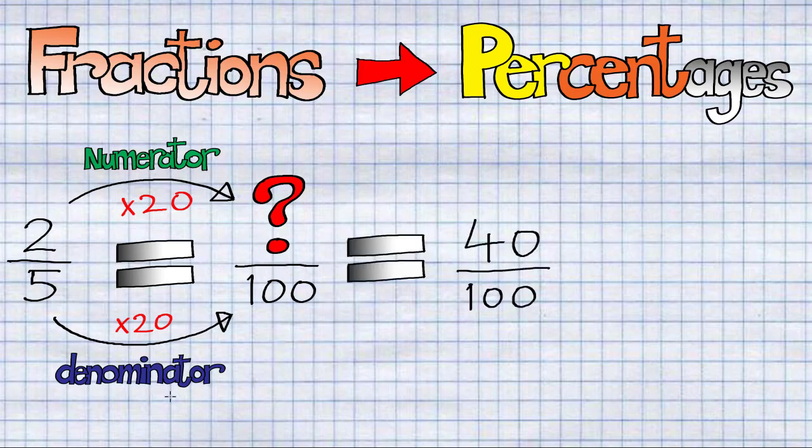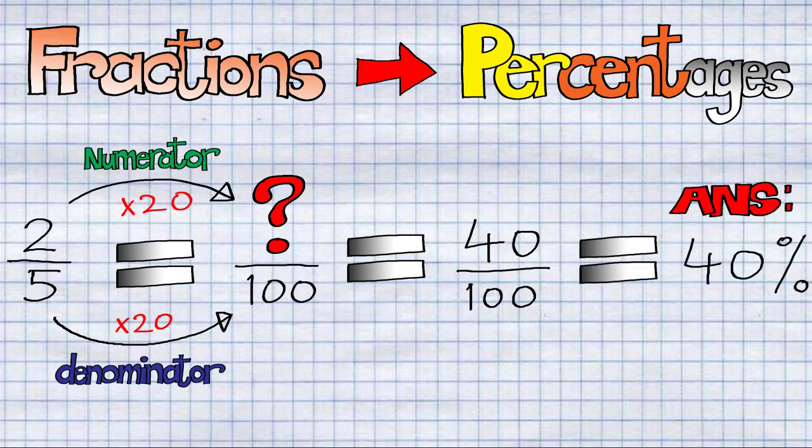So 2 over 5 becomes 40 over 100. And we all know that a percent is per 100 or of 100. So the answer is 40%. Okay, perfect.